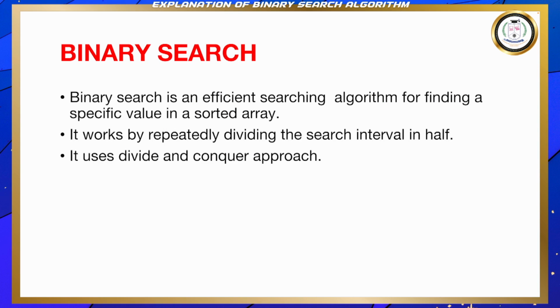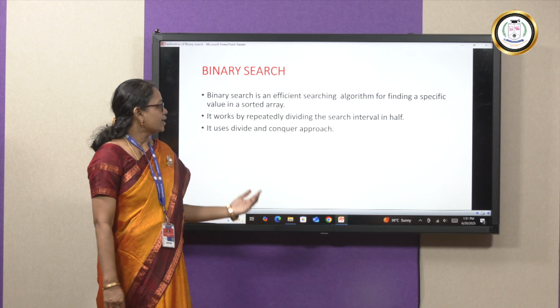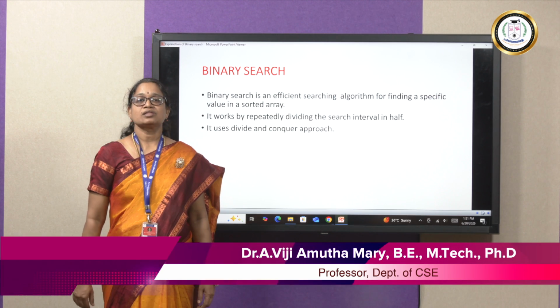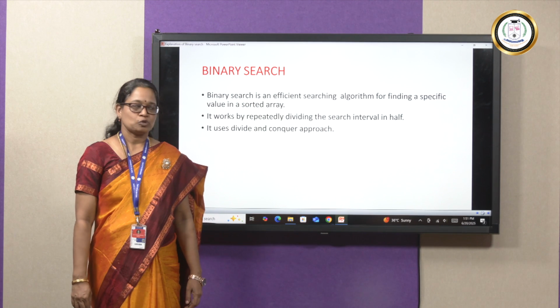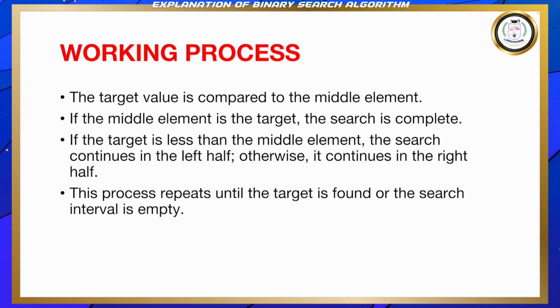This binary search algorithm is an efficient searching algorithm which is used to find a specific value in a sorted array. And it works by repeatedly dividing the search interval in half. And it follows the divide and conquer approach. Let's go to the working process.